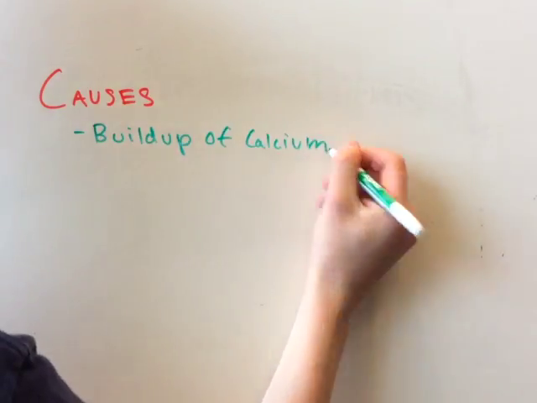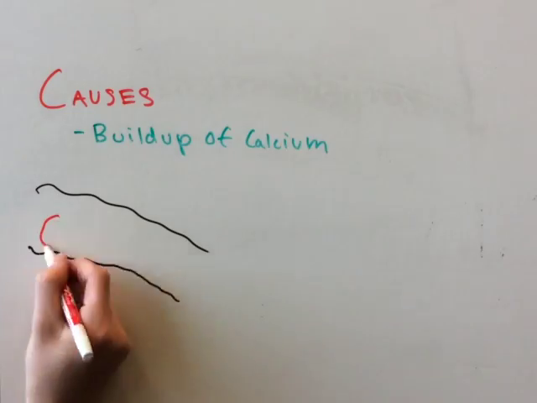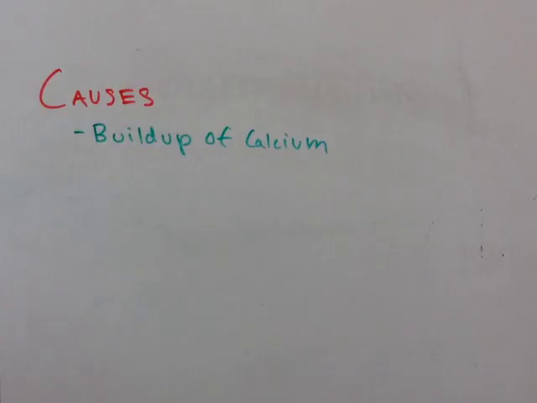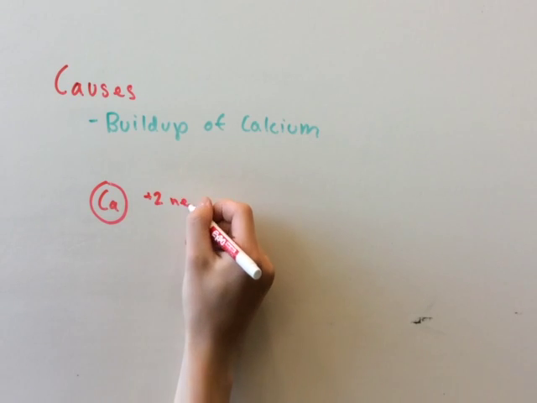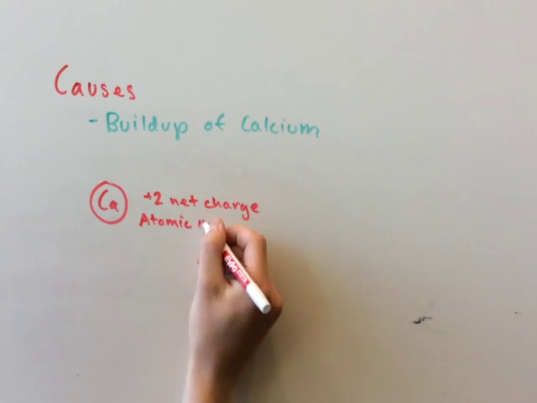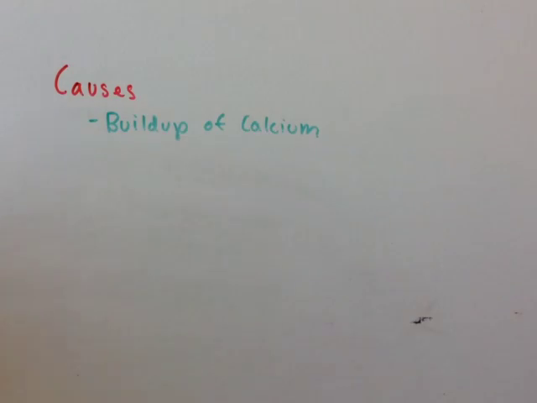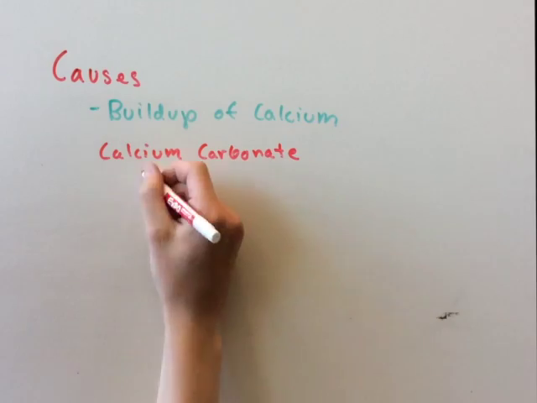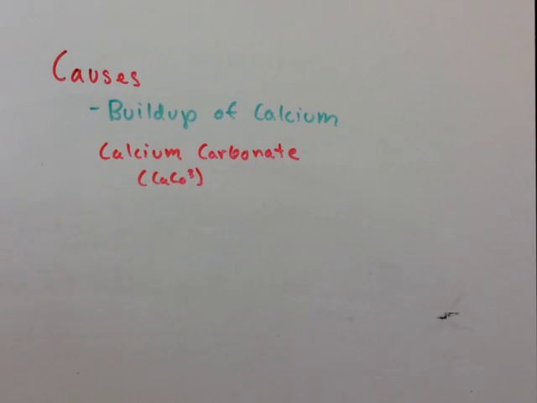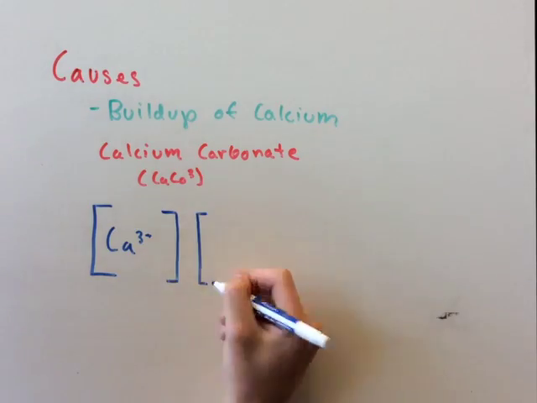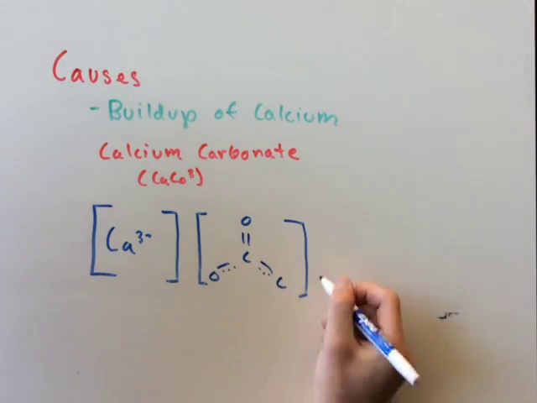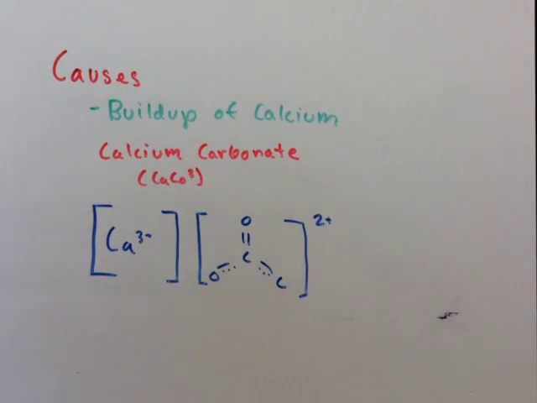The buildup of calcium on a valve is quite common. Our bloodstreams contain large amounts of calcium, which are deposited on the leaflets of the aortic valve over time. This mineral is readily deposited because of the properties of calcium. Calcium has a positive 2 net charge and is commonly bonded with carbon to form the ionic bond calcium carbonate. This bond is commonly found in prescription drugs, which explains the large supply of calcium in the bloodstream.